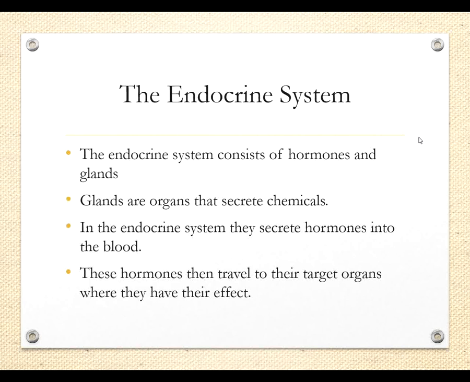So we're going to concentrate on the endocrine system, and as it says there, it consists of hormones and glands, and glands are the organs that secrete the chemicals, and they secrete the hormones into the blood. They travel to the target organs where they have their effect. So again, this is negative feedback, so there are systems in place that are monitoring levels of certain things. When those levels are not normal, then certain mechanisms are put in place, certain things happen, and then they are released, and they're rectified and they go back down to being normal again.